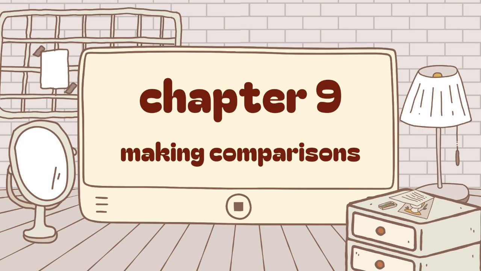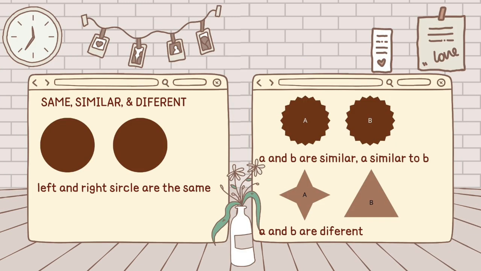Chapter 9. Making comparisons. Same, similar, and different. For example, the left and right circles are the same. Now, look at the circles. Are they the same? Yes. Next, A and B are similar. A is similar to B. Next, A and B are different. Look again. Are these things different?